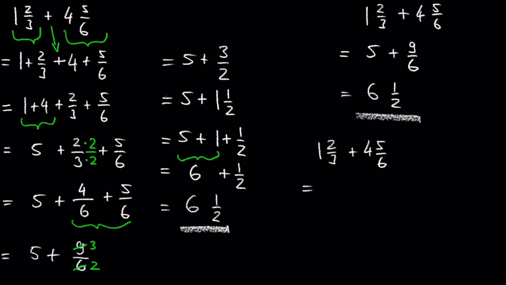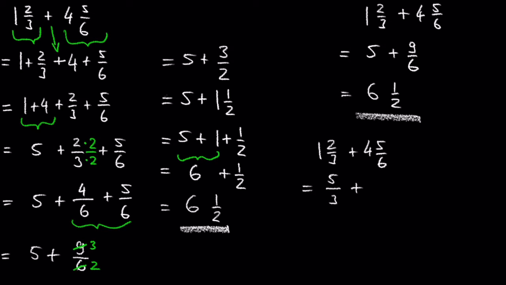So first, what is 1 and 2/3 as an improper fraction? Feel free to watch my video on how to convert mixed numbers to improper fractions if you ever get confused. 3 times 1 is 3. Then you're going to add this sum to your numerator, which is 2, and keep the denominator. So we get 5 over 3.